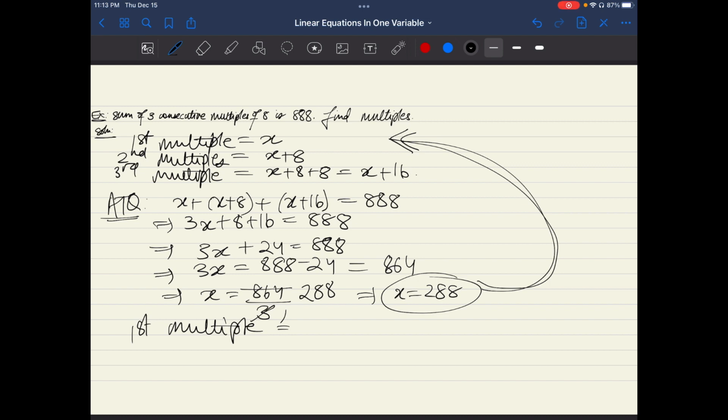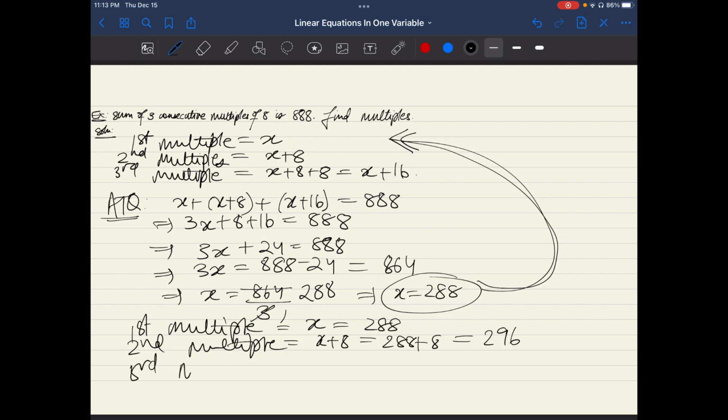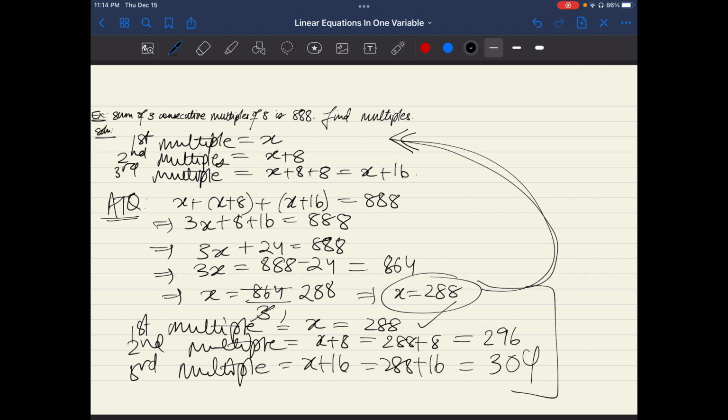Now plugging these values back, we get the first multiple equals x equals 288. The second multiple is x plus 8, which is 288 plus 8, which is 296. And our third multiple is x plus 16, which is 288 plus 16, which is 304. Therefore, the three consecutive multiples of 8 that sum to 888 are 288, 296, and 304.